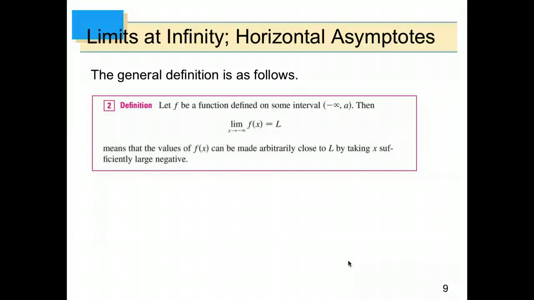So the general definition here on the left-hand side is saying that if the function is defined on some interval from negative infinity to a, then the limit as x approaches negative infinity of f of x is L. Once again, we can make it get as arbitrarily close to L by taking x sufficiently large negative, or in other words, making x smaller and smaller and smaller on the left-hand side.